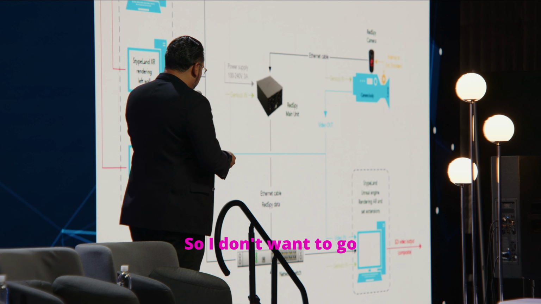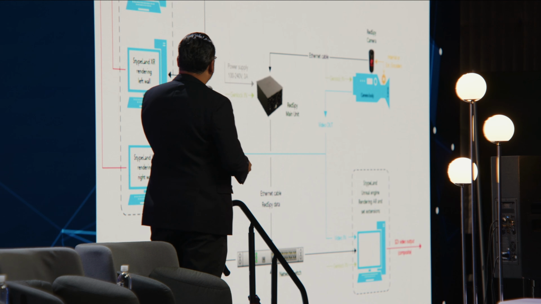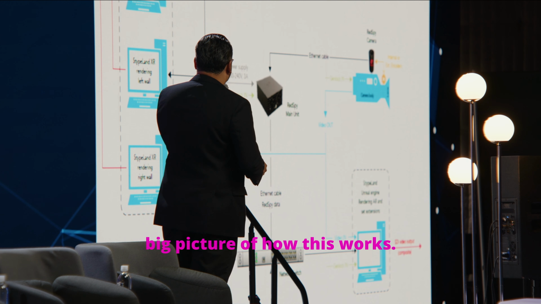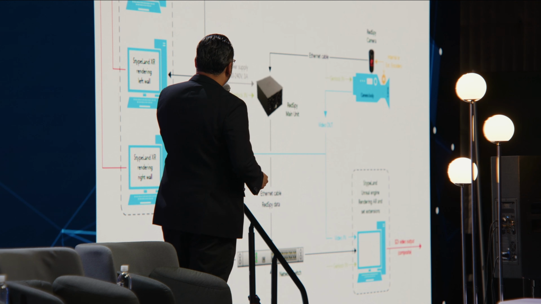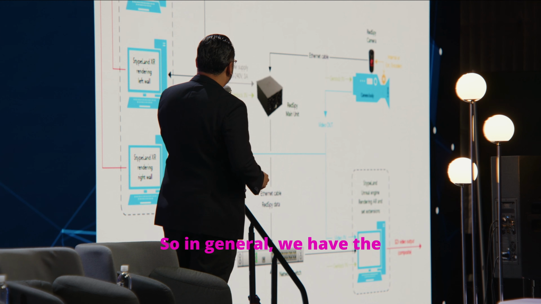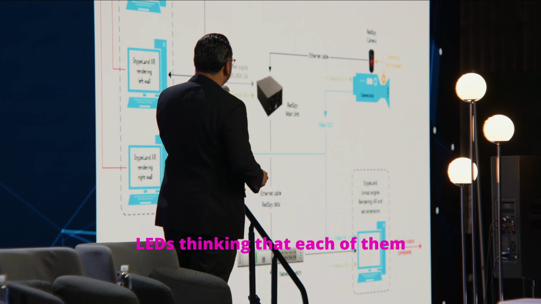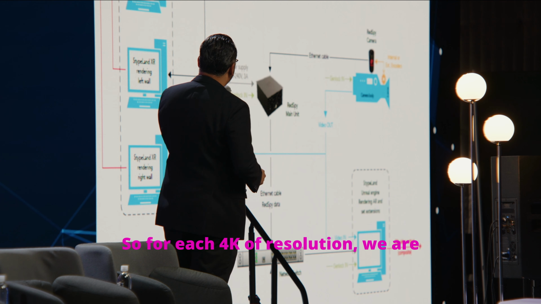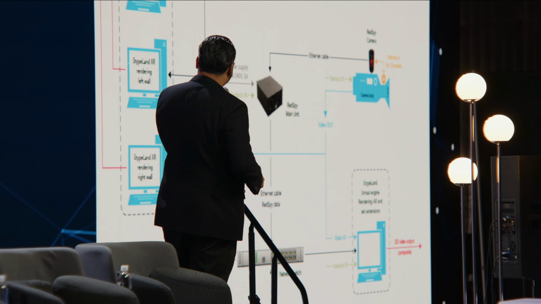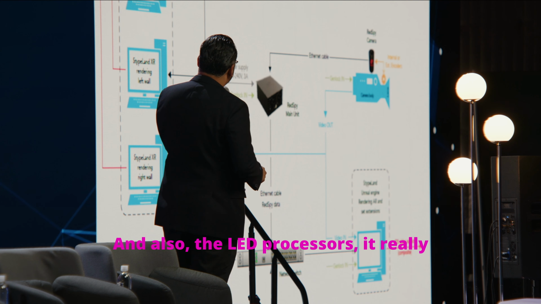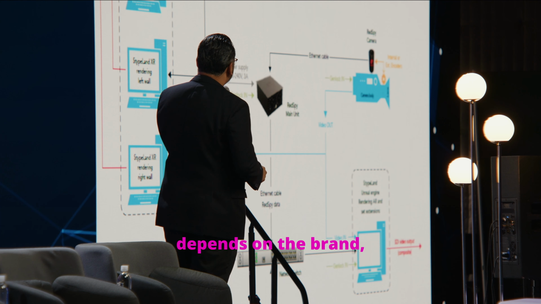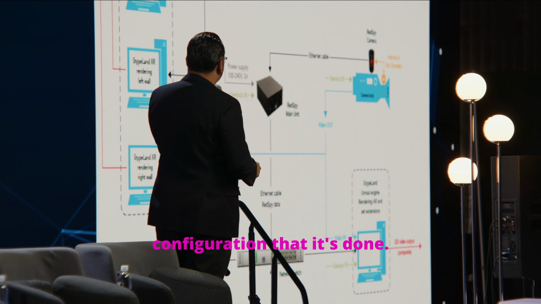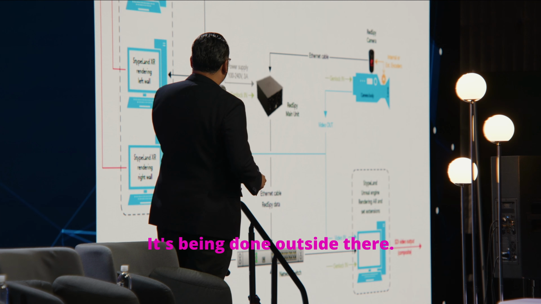Okay. So I don't want to go that deep technical, but only to show you a very big picture of how this works. So in general, we have the LEDs, thinking that each of them is 4K resolution. So for each 4K of resolution, we are using one render engine. Okay, and also the LED processors. It really depends on the brand, model, and capacity. But this is usually a configuration that is being done outside there.